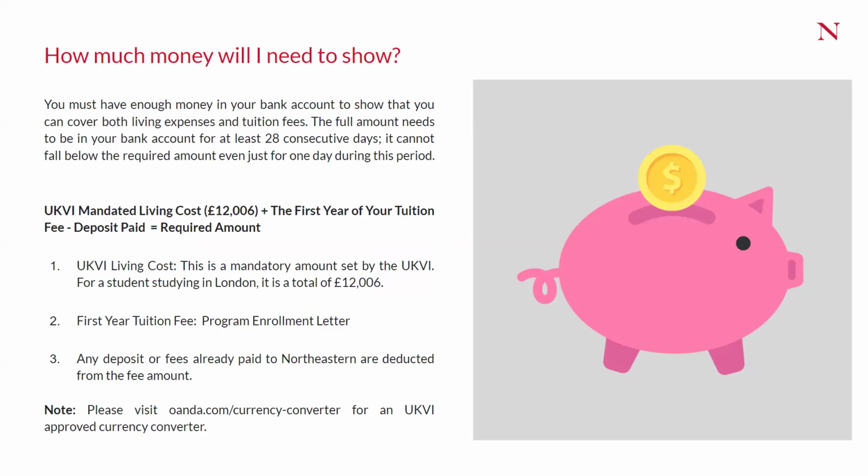The UKVI mandated living cost is £12,006. The calculation for the required amount is seen on the screen here. £12,006 plus the first year of your tuition fee minus any money you have already paid towards your tuition. This will give you the final required amount you are required to show in your account.